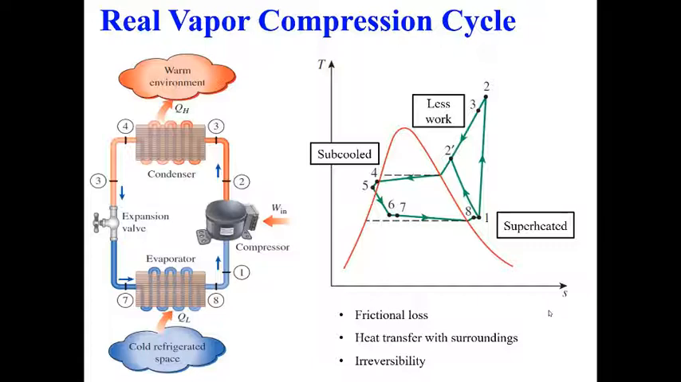Now let us also look at the actual or real cycle, and what are the losses or irreversibility involved. So in all real systems we will have friction loss when fluid is flowing through pipes. There will also be heat transfer with the surroundings, and we will also have some irreversible process. Basically we will not have isentropic process, as entropy will increase.